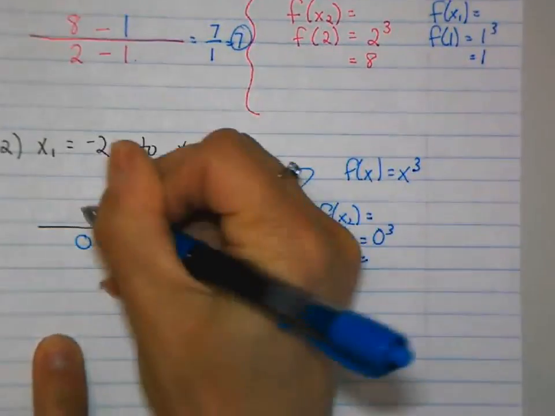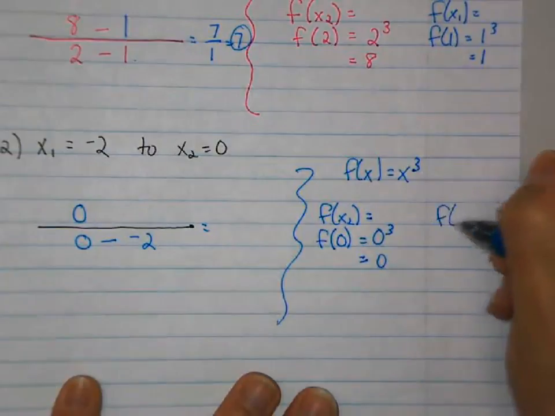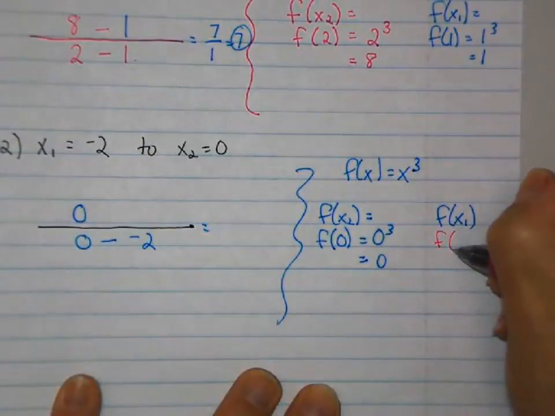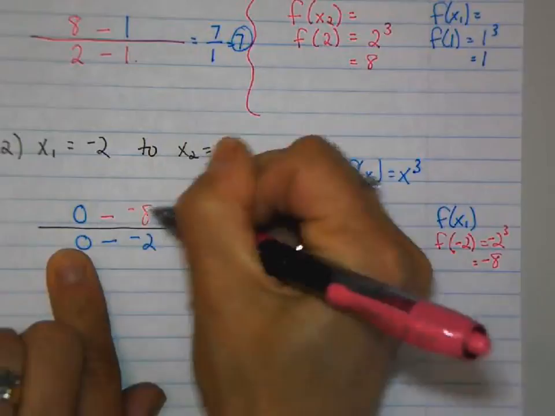Alright, let's do f of x sub 1. What's x sub 1? x sub 1 is negative 2. What's negative 2 cubed? Negative 8. Bring that over here. Now let's clean it up. So I get 8 over 2, which is 4.